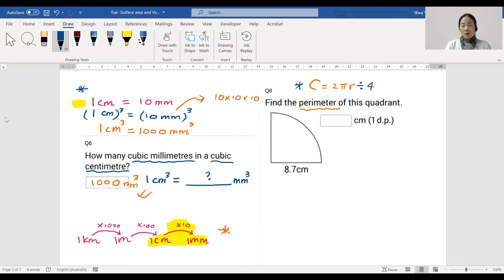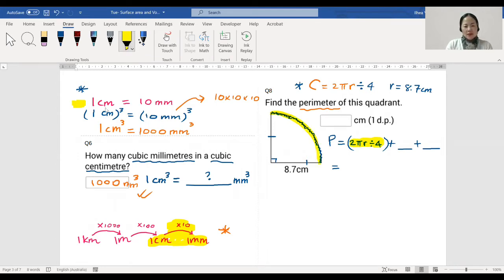A quarter is 4. What is my radius here? 8.7. Yep, 8.7 centimeters. And that's my radius. This part equals 2 pi r divided by 4, which just gives you this curved part. But perimeter is for the whole shape. Now, what do we have to add? This part is just the curved part, isn't it? So we need the other sides.